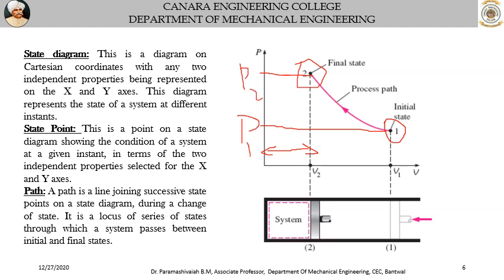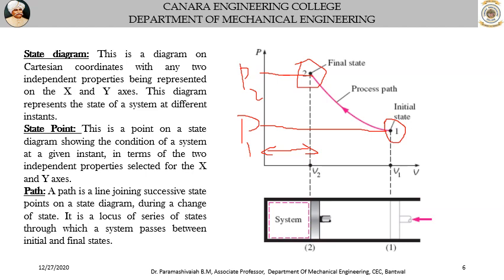That means from state 1 to state 2, we have conducted a process. The effect of the process is that from state 1, volume V1, pressure P1, the substance has reached state 2. The same substance reached state 2. If you consider the system here, there is some gas inside this. Earlier, the position is this one. This is a cylinder and piston arrangement.